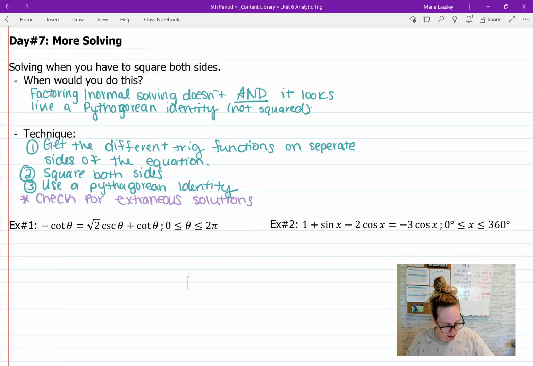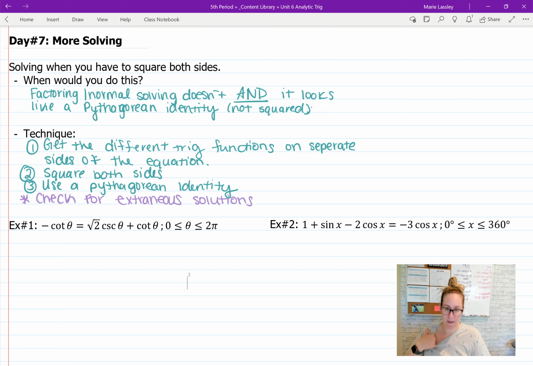All right, so number 1, let's check this out. We have negative cotangent equals square root of 2 cosecant plus cotangent, and we're solving this between 0 and 2 pi. So theta is somewhere between 0 and 2 pi. We want all the solutions that would work for this equation between 0 and 2 pi. We know that there are technically infinitely many solutions because it just keeps going around the unit circle, but we're just looking for 0 to 2 pi.